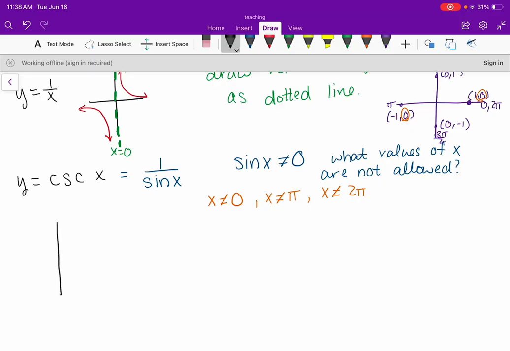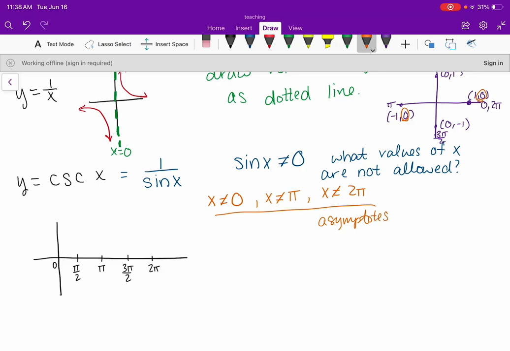So if I draw my cosecant graph, starting out just like a sine or cosine, so I have 0, pi over 2, pi, 3 pi over 2, and 2 pi. These are going to be my asymptotes. So the x values that would create a 0 in the denominator, those are my asymptotes. So I'll have one at 0, pi, and 2 pi.